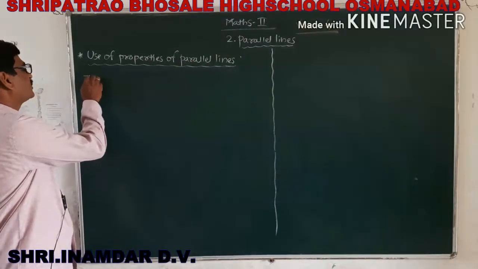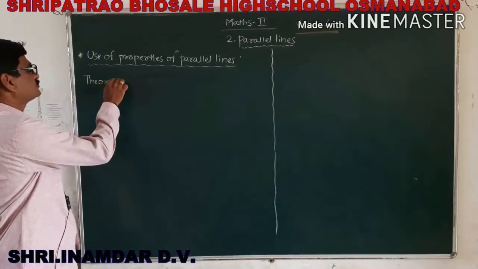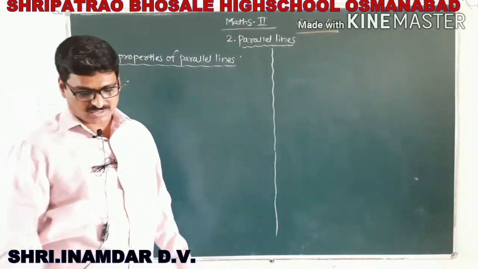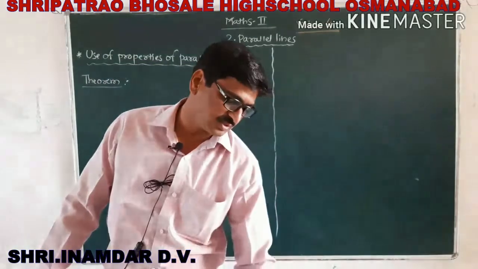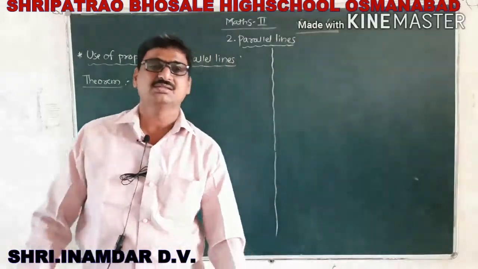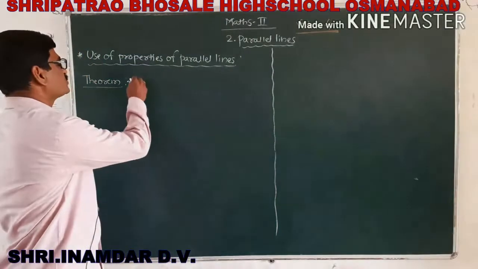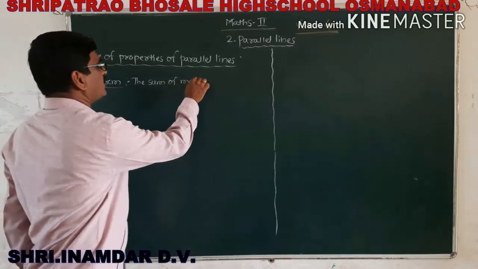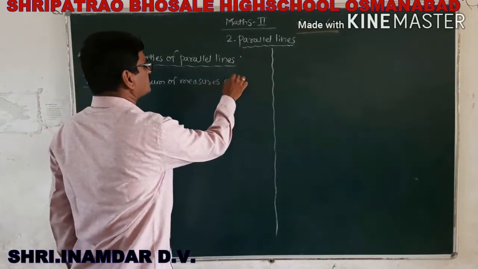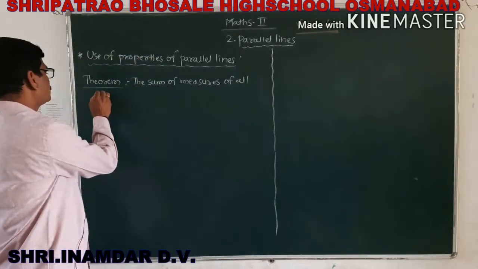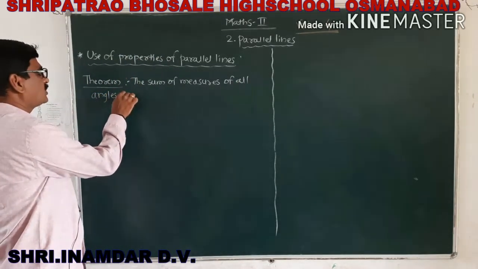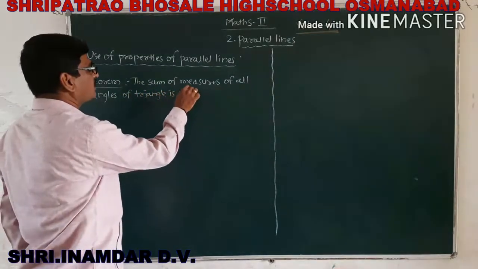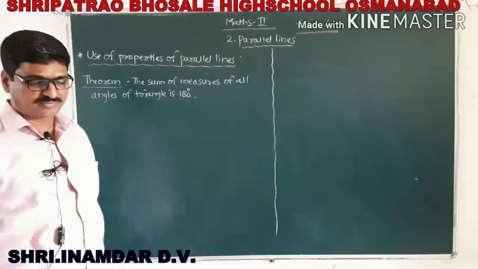So write the theorem first. The theorem is that the sum of measures of all angles of a triangle is 180 degrees. So what is the theorem? The sum of measures of all angles of a triangle is 180 degrees. So this is the statement of the theorem.